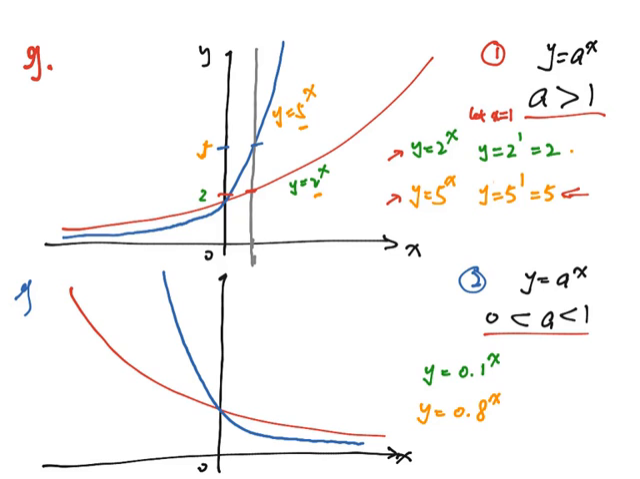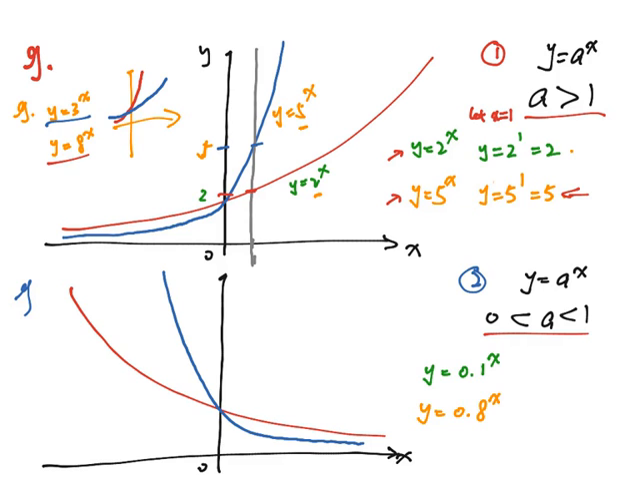So let's give an example again. For example, y equal to 3 to the power x and y equal to 8 to the power x. So we can know that 8 to the power x is closer to the y-axis, and 3 to the power x is far away from the y-axis if we compare these two graphs.